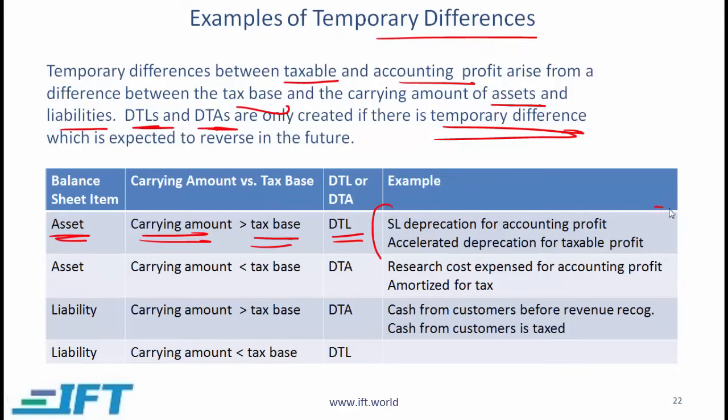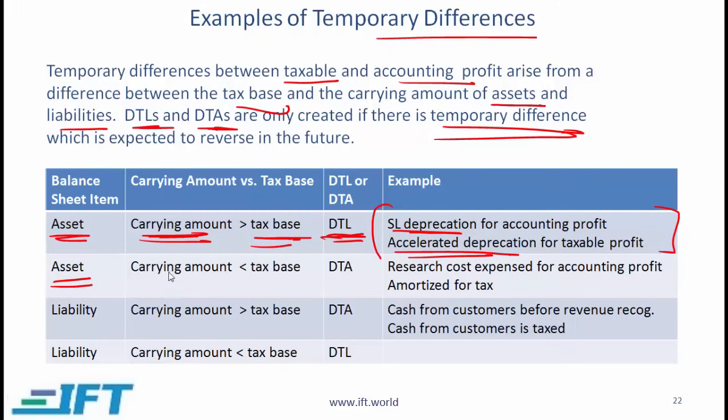And this is the classic example that we've seen before. If we do straight line depreciation for accounting purposes, then this depreciation number is small compared to the depreciation we have with accelerated depreciation, which means that the carrying amount is going to be greater than the tax base. And as we have seen several times, that creates a deferred tax liability.